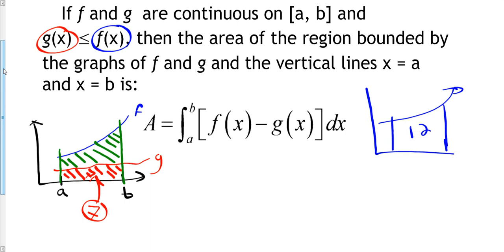So you're going to be basically taking those two integrals and subtracting them, but you're not going to do the integral of f of x and then the integral of g of x. That would be a lot of work. You're just going to subtract the two functions, and that'll give you the area between.